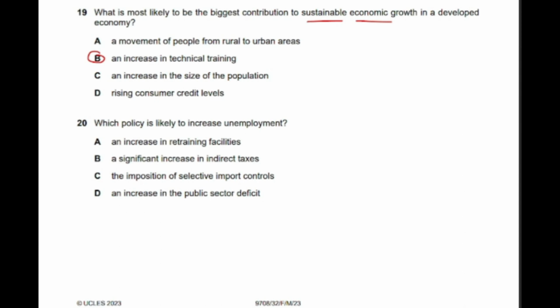Question number 20 is, which policy is likely to increase unemployment? Right. So option B is correct answer, a significant increase in indirect taxes. If you impose more indirect taxes, then suppliers will be willing and able to supply less, and when supply falls, definitely producers need not employ workers, and the demand for workers will decrease and unemployment will increase.